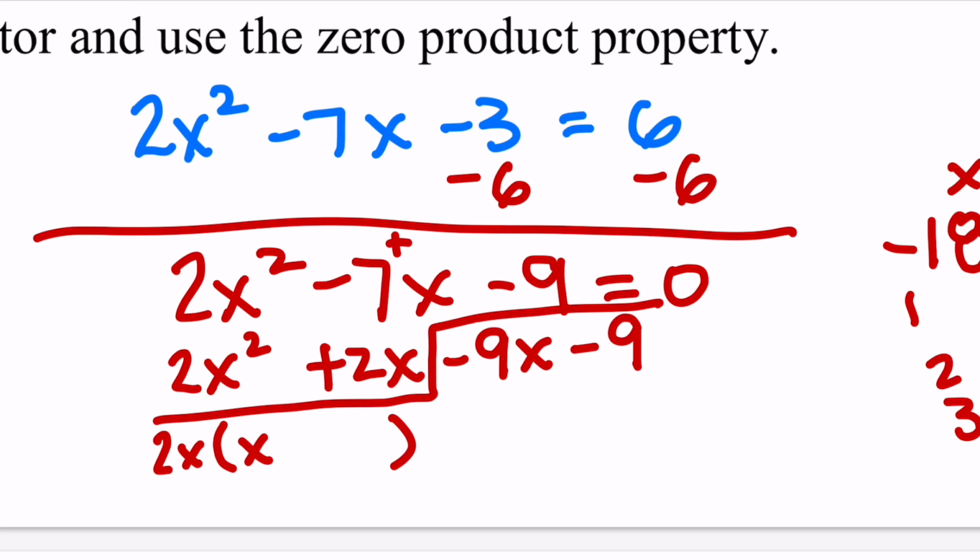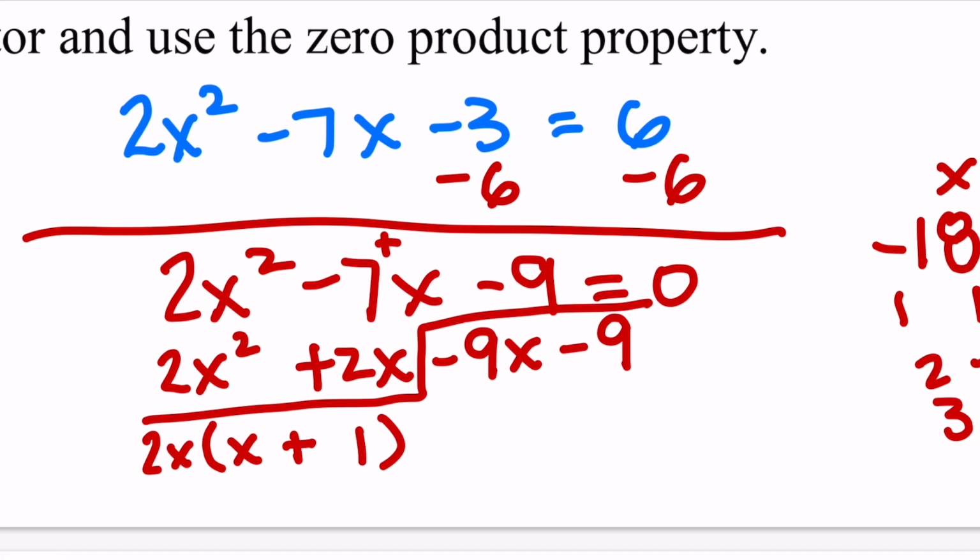So this had a 2 and 2 x's. Now we have plus. Now we're dividing by 2x here. The 2's cancel and the x's cancel. So if you take 2x and divide it by 2x, we are going to get a 1 if you divide by the same number on both top and bottom. So we have x plus 1.